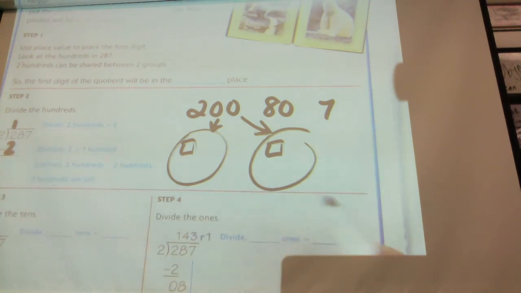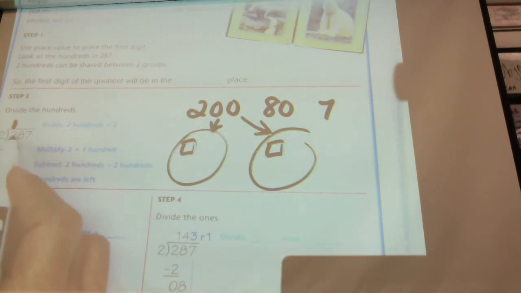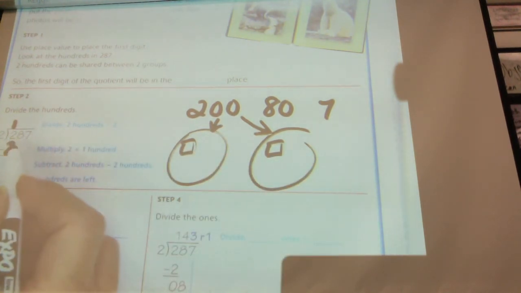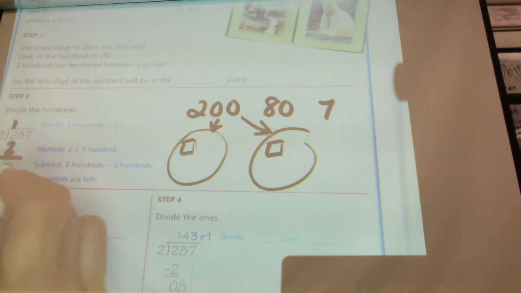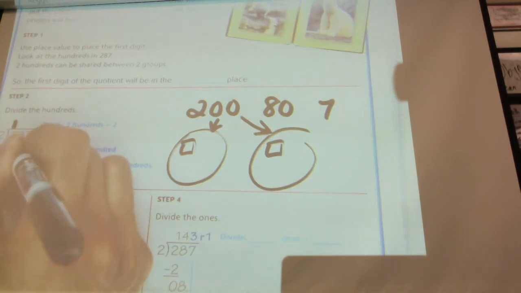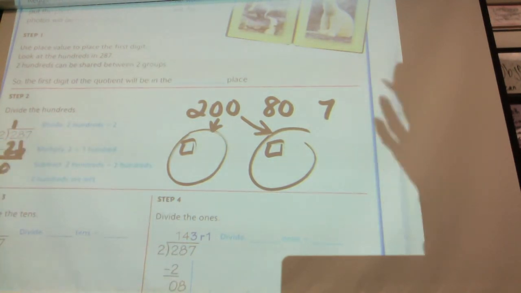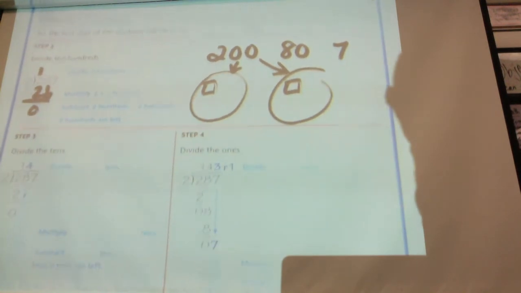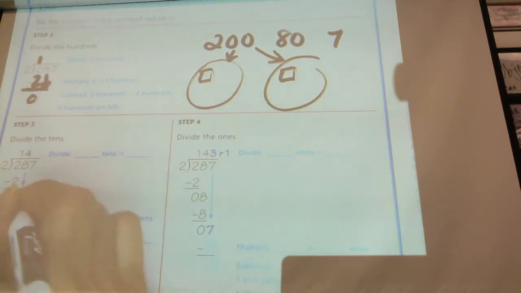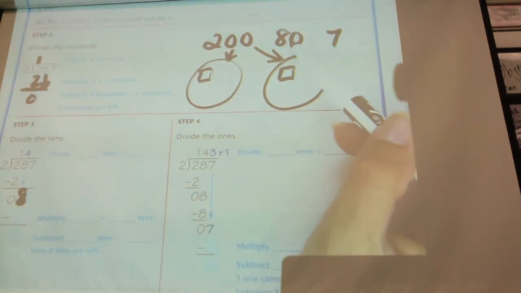Do I always use the number that it says up here? No, sometimes there's leftovers. So now I'm going to subtract. I have 0 left. Now I'm going to bring down my 8 tens. They've done it here for you. They're showing it here. I'm going to bring down my 8 tens. So now I'm going to visualize my 8 tens over here.